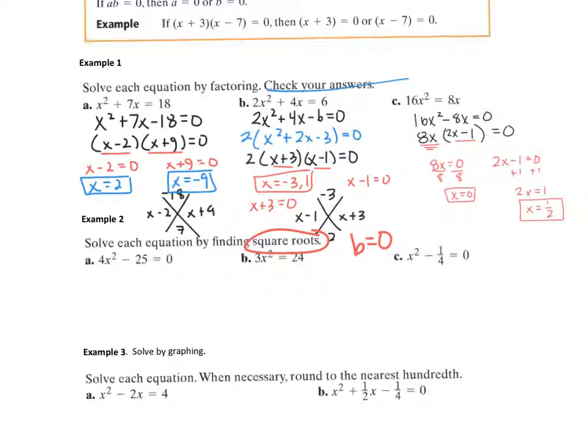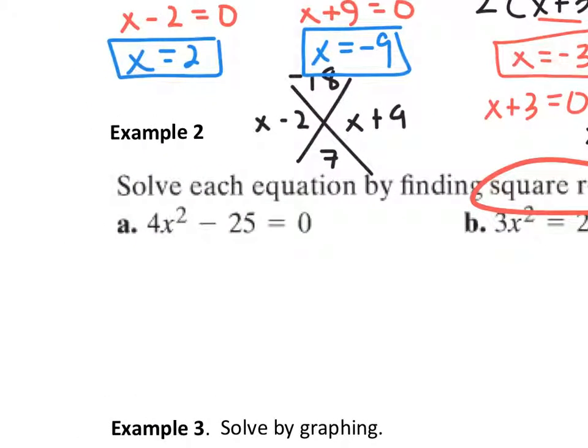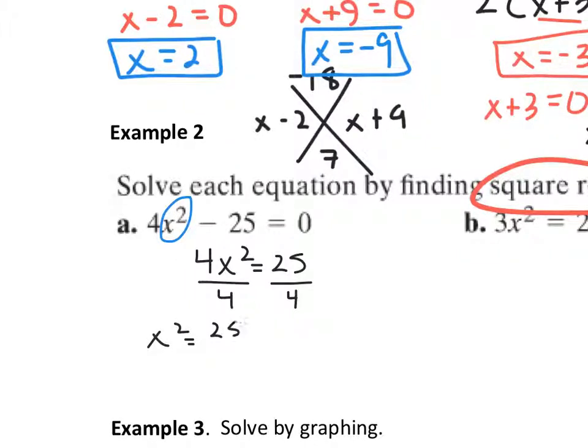So what I'm going to do when I solve for here is I want to isolate the x squared. So I'm going to add 25 to each side. And then I'm going to divide by 4. So x squared equals 25 over 4.